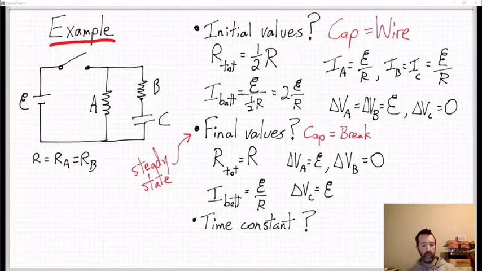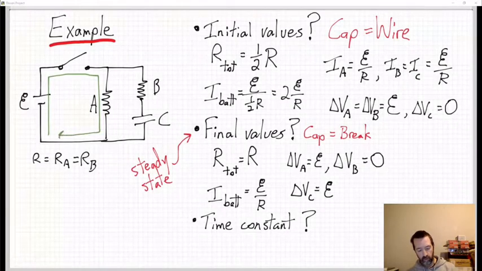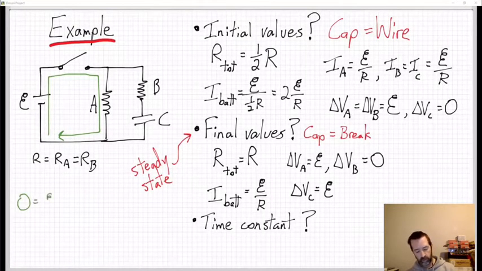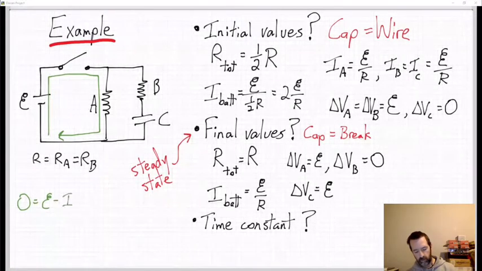If the capacitor is full, its potential difference has to be equal to the potential difference of whatever it's connected across. In this case, that's the battery. I can justify those potential differences with a loop rule as well. So I'm going to do a green loop for resistor A, like this. If I write out that loop, I would say 0 equals E minus IR.